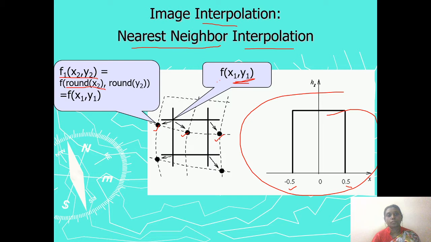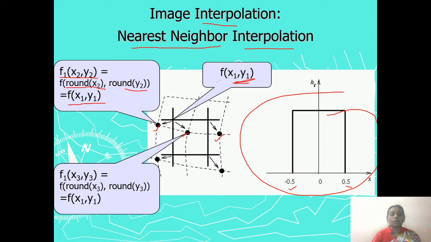We are applying the interpolation operation through the nearest neighbor technique for f1 of x2 comma y2. For that we apply the round function on x2 and the round function on y2. Then we get f of x1 and y1, and after that we apply the round function on x3 and the round function on y3. So first this is x1 and y1, then x2 and y2, and now x3 and y3. Then we take the nearest neighbor from the original pixel values.